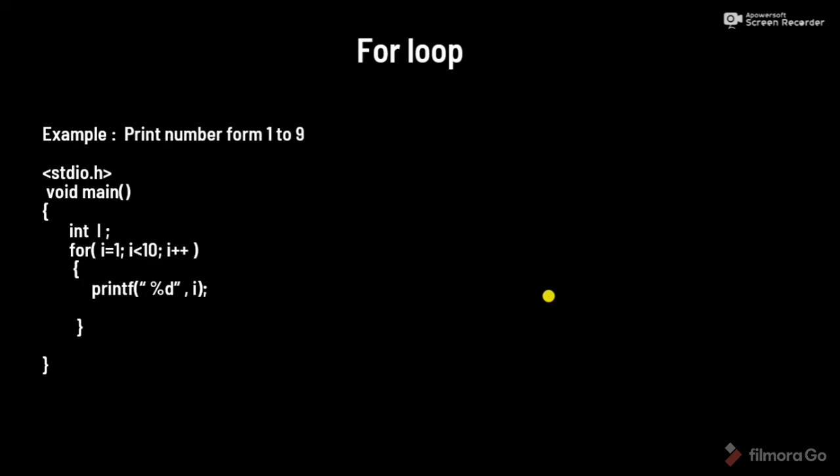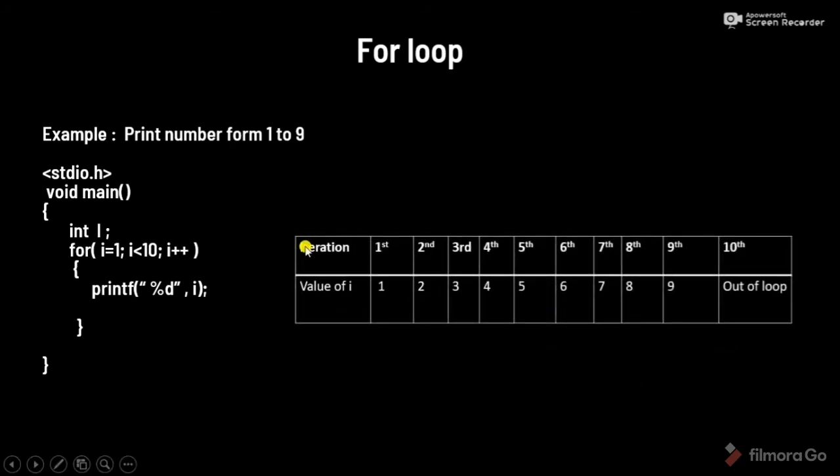Now I am going to explain this example and how the value of I will be updated in each iteration. Here I am defining the iteration, meaning the number of times the loop will execute, and how the value of I will change in each iteration. Here I am showing: in the first iteration, the value of I equals 1, and it checks 1 is less than 10, so the condition becomes true, then the print statement prints the value of I equal to 1.